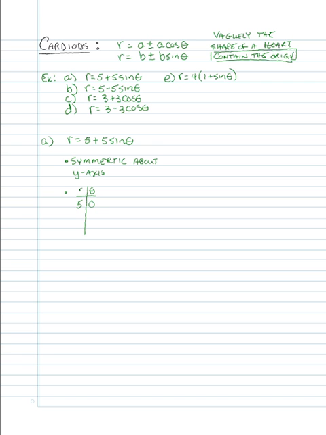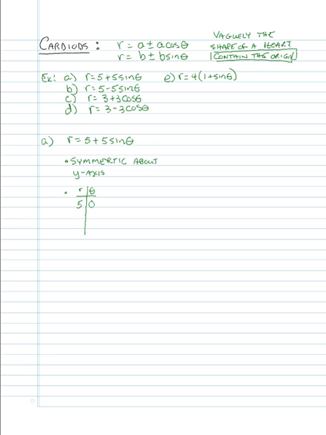Now that brings up something very important for us right away, too. The biggest sine of theta can ever be is 1. So the biggest r is ever going to be is 5 plus 5 times 1, or 10. And the smallest sine of theta can ever be is negative 1. So the smallest r value we're ever going to have is 5 plus 5 times negative 1, which is 5 minus 5, or 0. Okay, just keeping that in mind.